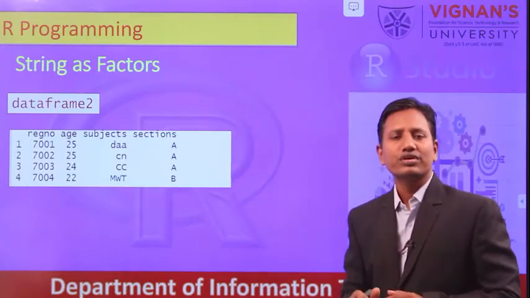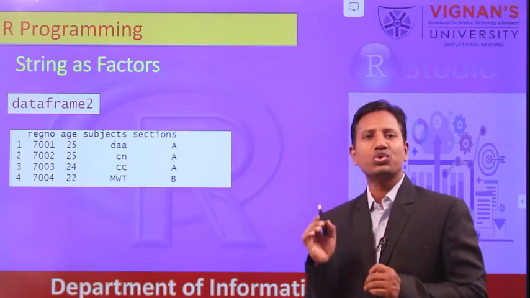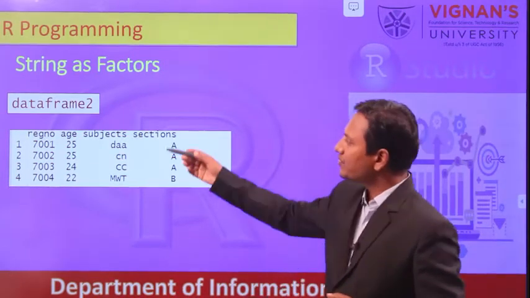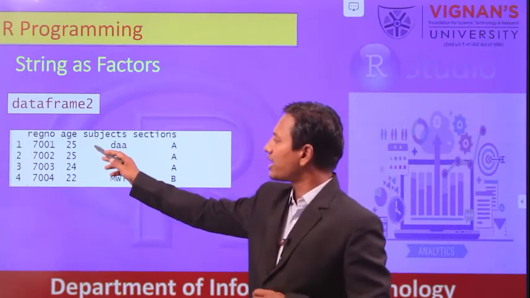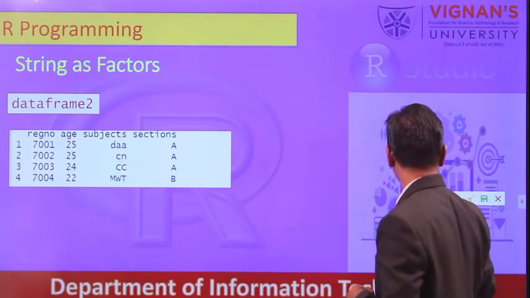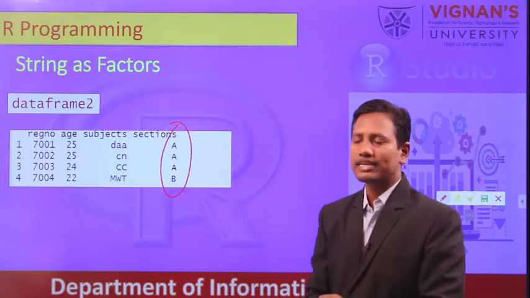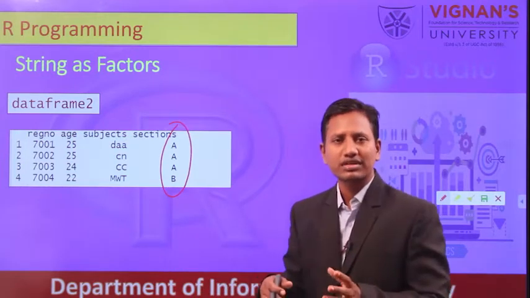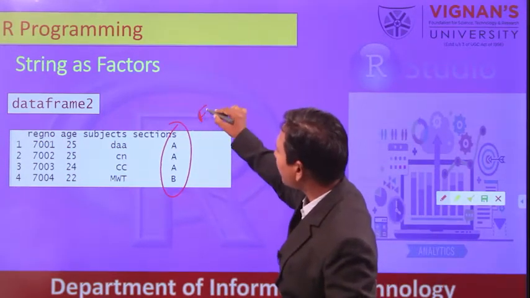Next, as I told you, we are going to mention stringsAsFactors equal to FALSE, but the default is TRUE. What is it actually? Let's take an example. Here we have created a data frame. The data frame comprises the values register number, age, subjects and sections. If you observe closely, the sections column has only two unique values, that is A and B. And when I load this data into our environment, and if I mention stringsAsFactors, then this column is going to be considered as factors.